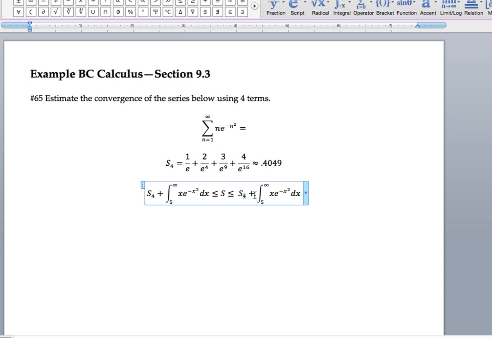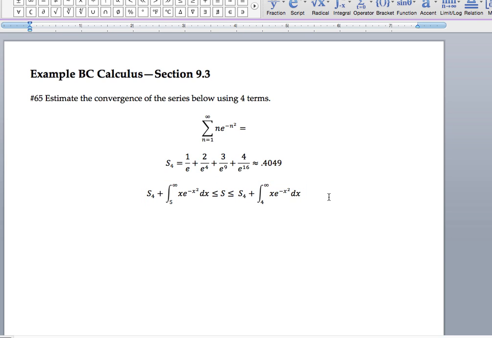Going to be s sub 4 plus, and then we want the larger integral, which is going to go from 4 all the way out to infinity instead of only from 5 to infinity. So the true sum that we're trying to approximate is between those two things. So all you need to do now is evaluate those two improper integrals from 5 to infinity and 4 to infinity, and you'll have your estimation.